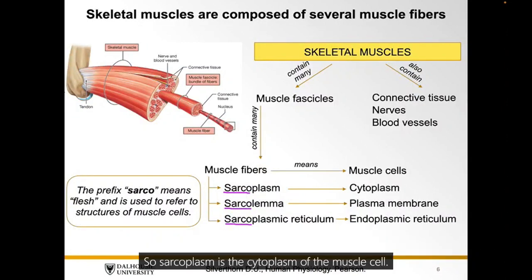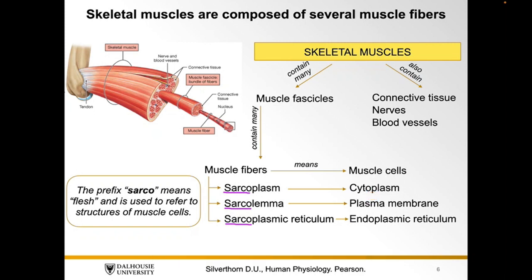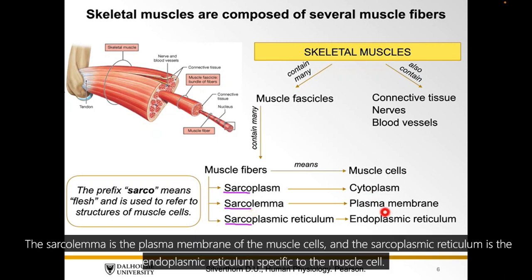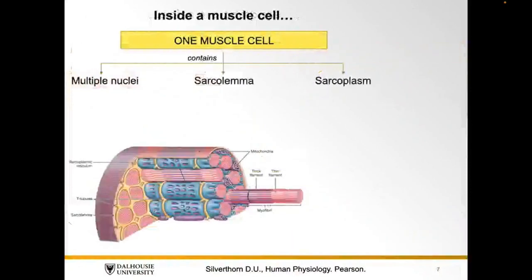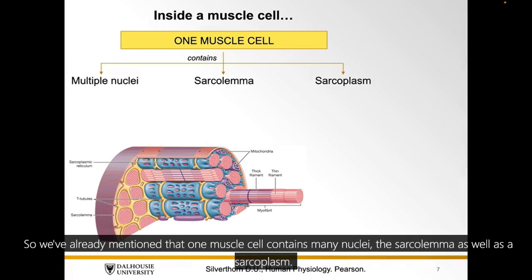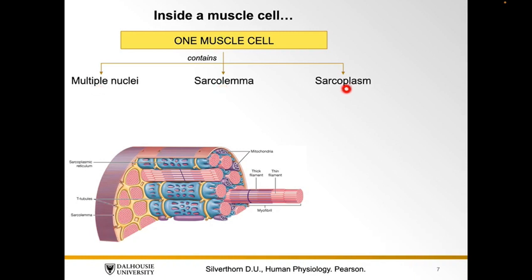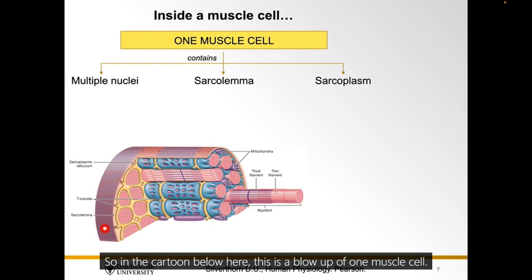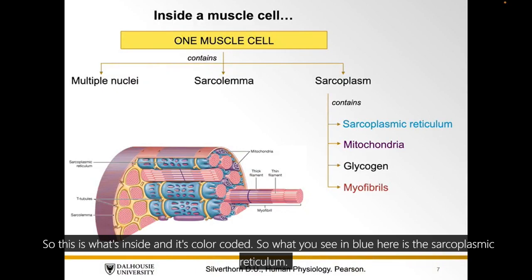So sarcoplasm is the cytoplasm of a muscle cell. The sarcolemma is the plasma membrane of a muscle cell. And the sarcoplasmic reticulum is the endoplasmic reticulum specific to the muscle cell. So now let's go even a little deeper inside one muscle cell. We've already mentioned that one muscle cell contains many nuclei, the sarcolemma, as well as a sarcoplasm. So in the cartoon below here, this is a blow up of one muscle cell. So this is one muscle cell, and we've cut it open to see what's inside. So this is what's inside, and it's color coded.